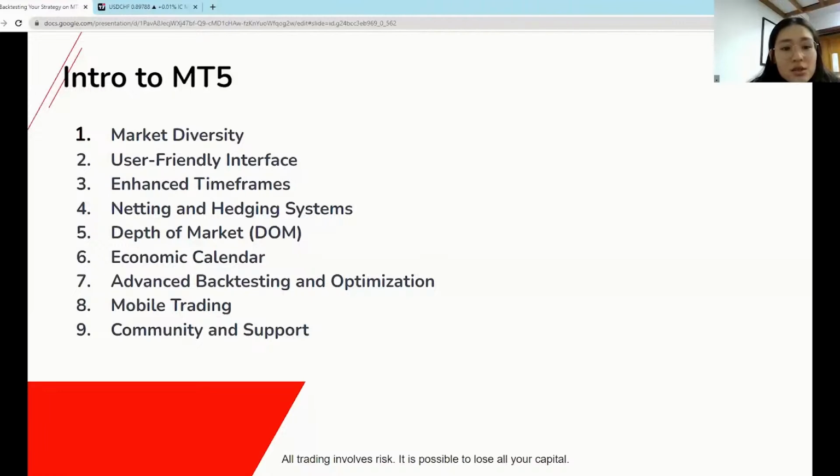Okay, lastly, community and support. This is pretty self-explanatory, so I'm gonna skip that as well. MT5 offers more advanced features, so it's important for beginners to educate themselves about trading concepts, risk management, and develop a trading plan. MT5 is more for a comprehensive trading experience since it has all of the features required all in one app.